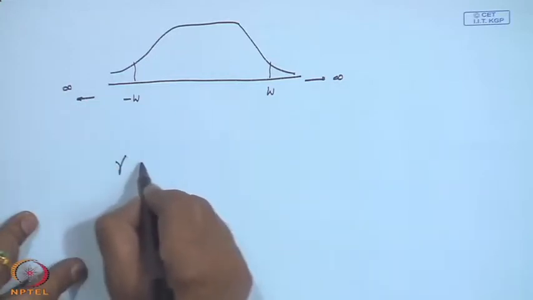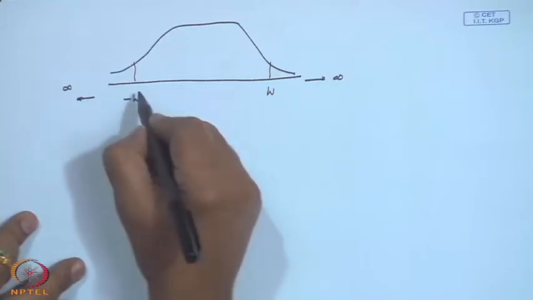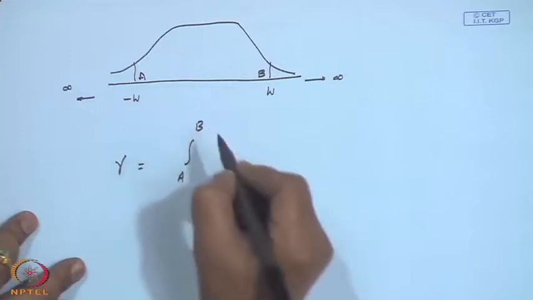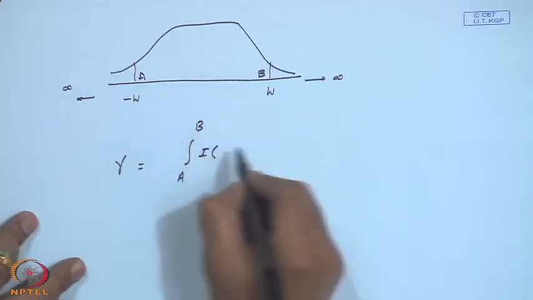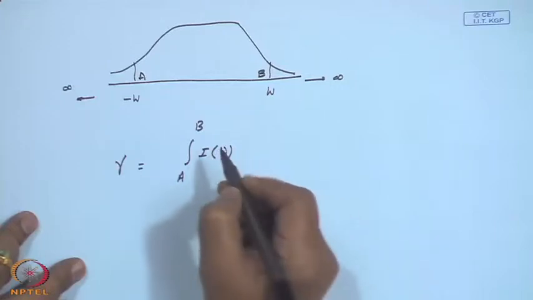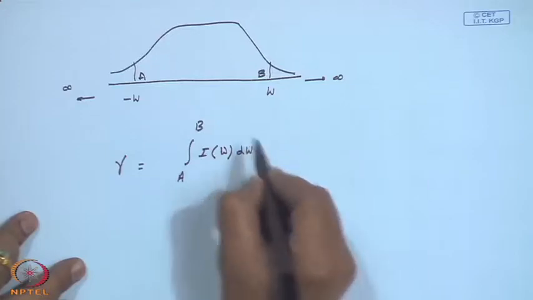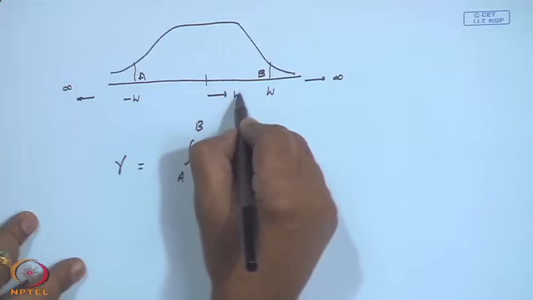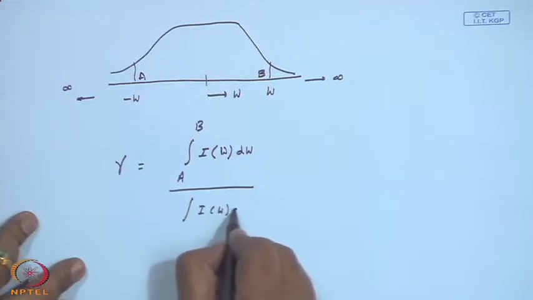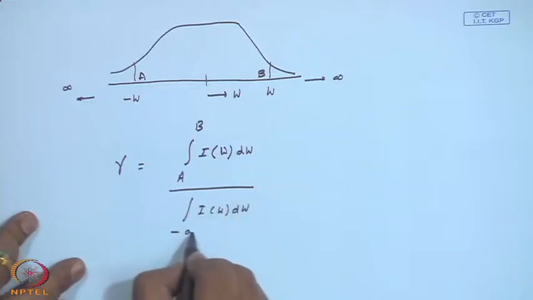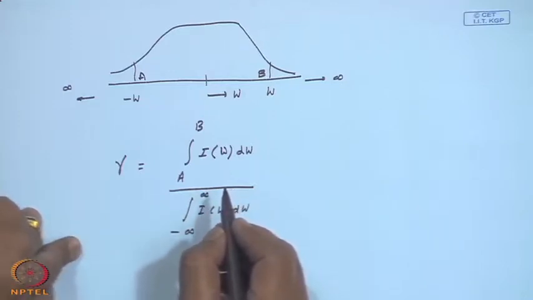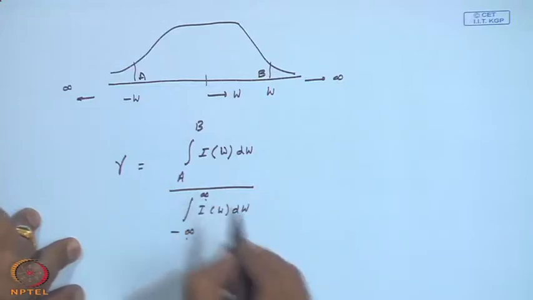My interceptance factor gamma will be, this may be the point A and this may be the point B, the integral of I w d w from A to B, upon the integral of I w d w from minus infinity to plus infinity, where w is the coordinate. The figure looks like A B and alpha, but they should be infinity.